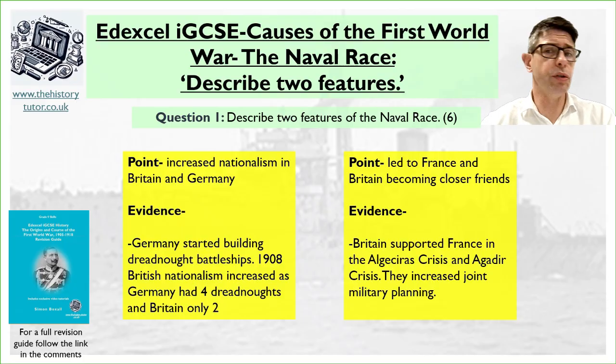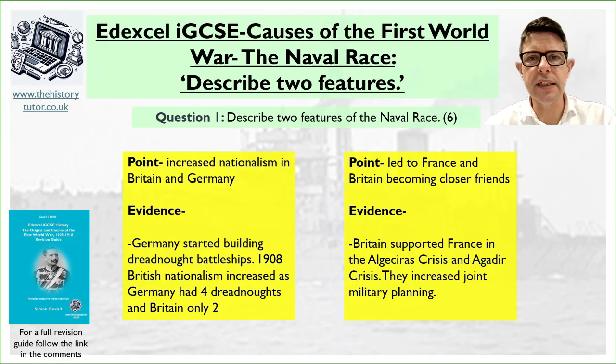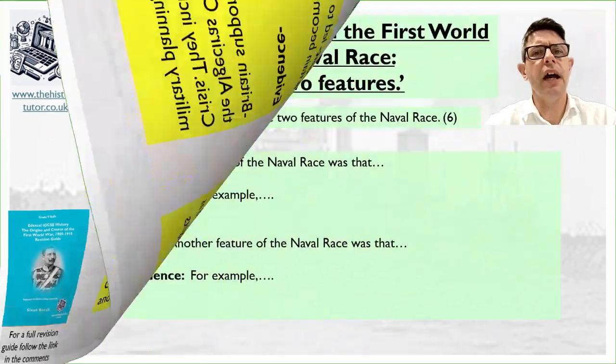Another point: the naval race led to France and Britain becoming closer friends. Britain, due to the German threat, supported France in the Algeciras crisis and Agadir crisis. They increased their joint military planning together. Obviously, they had the Entente already, but the German threat of the naval race pushed Britain to closer relations with France. So how do we write this?